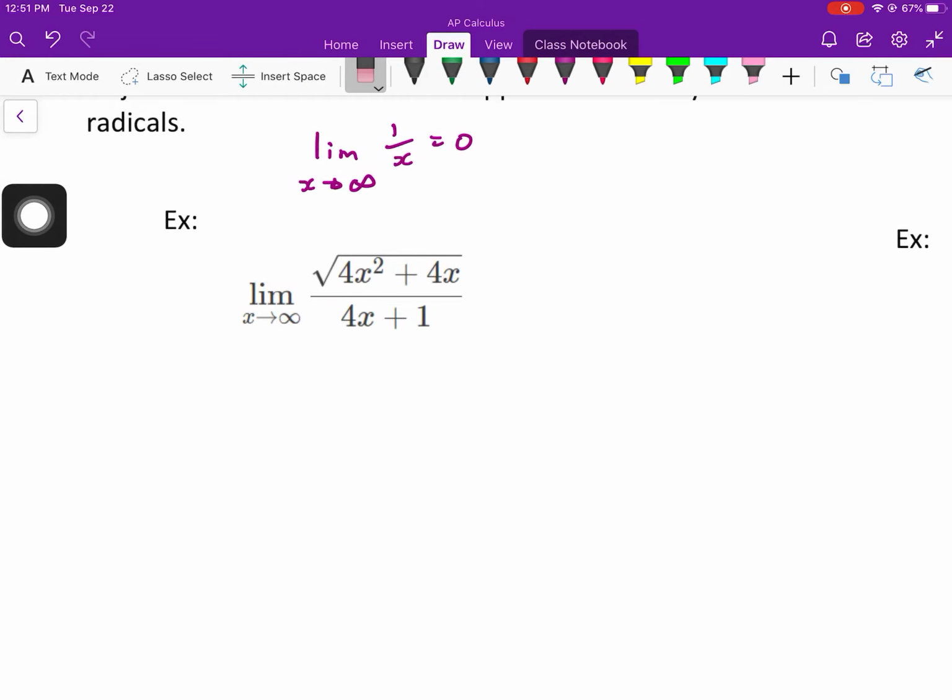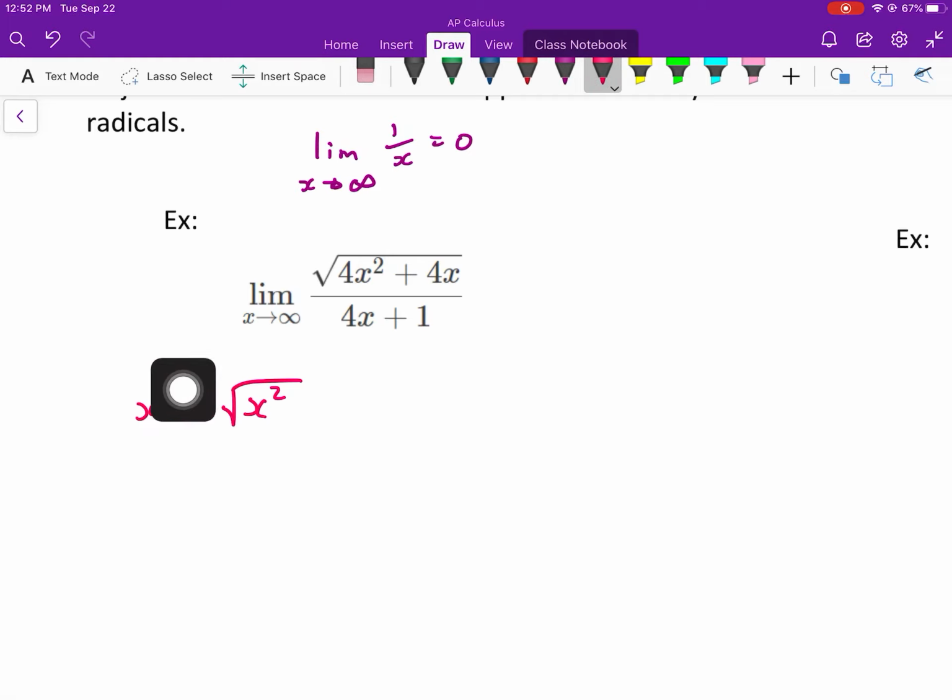So what are we going to divide by? Well, usually we divide by the highest power. And in this case, we see an x squared. That looks like the highest power. But if you think about it, it's in the square root. So if we were to square root that, it kind of reduces that power. And that would be the same thing as x.